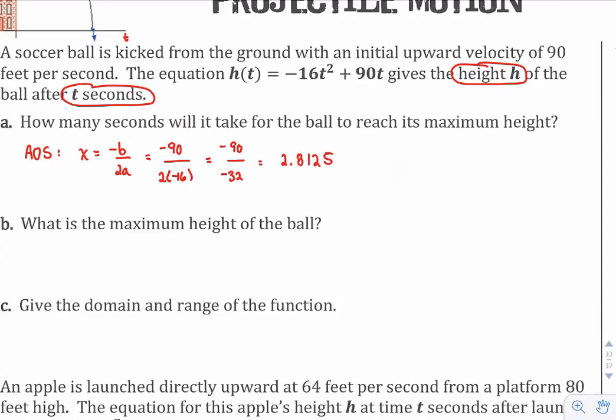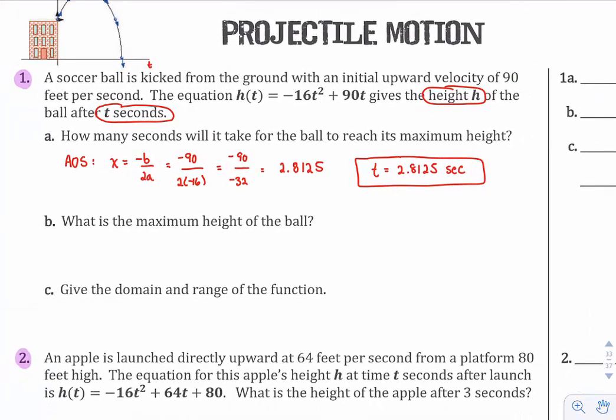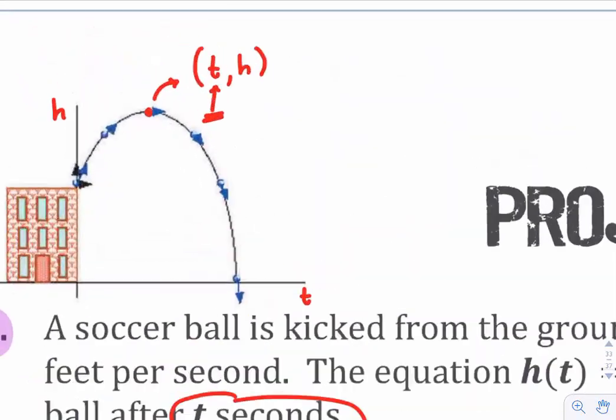It's going to be 2.8125. Now remember, this is the x value of the vertex. So this is a t value in this case. So it's going to be about 2.8125 seconds. And again, that's the time that it takes to reach its maximum height. Now the second part, part B to this, is what is the maximum height. So again, we're looking back at this point. So I'm going to go right back up here real quick. So I found t.